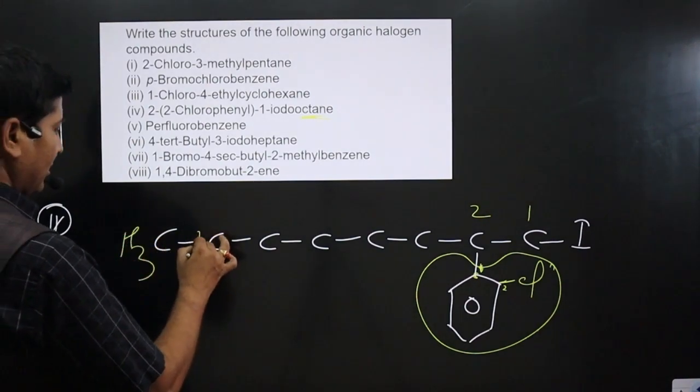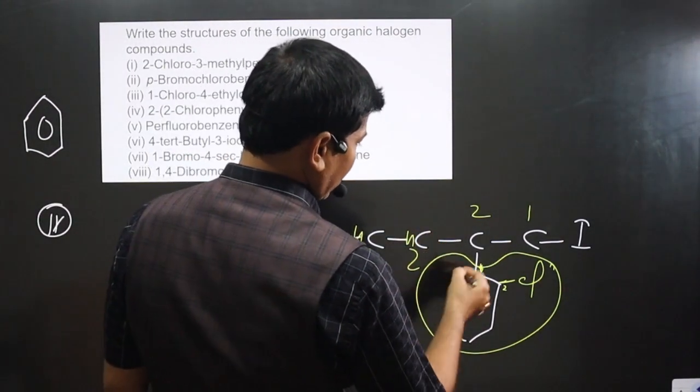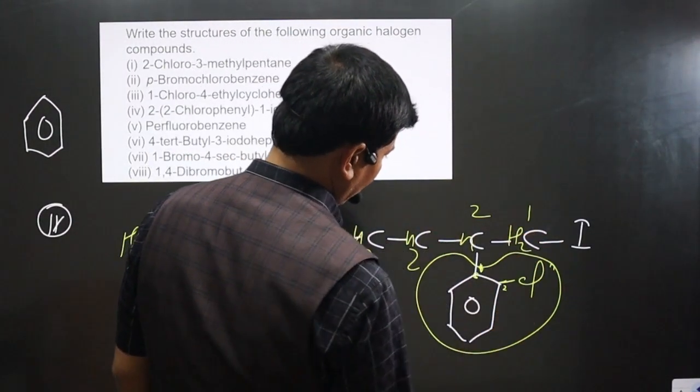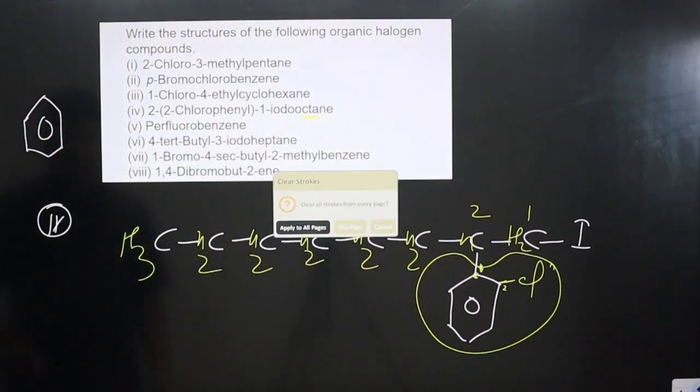We can attach hydrogen: CH3, CH2, CH2, CH2 and CH2, with H2 there. Then move on to the fifth one.